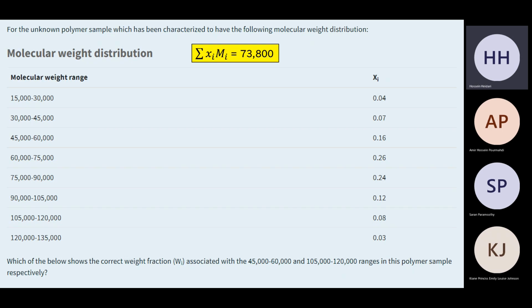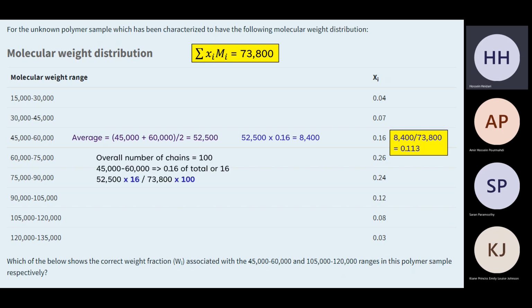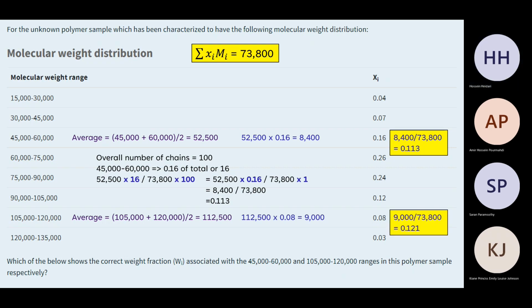Okay, so if we do that, we'll see that we found the mid value, we've multiplied by the number fraction, and then we divided it by the overall average. So it wouldn't matter how many you have. This is just to explain that. And for the other group, it's going to be the same story, and you should get 0.11 and 0.12, those two values. Okay.